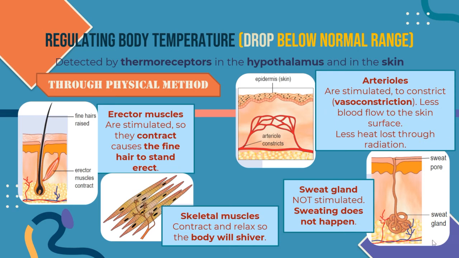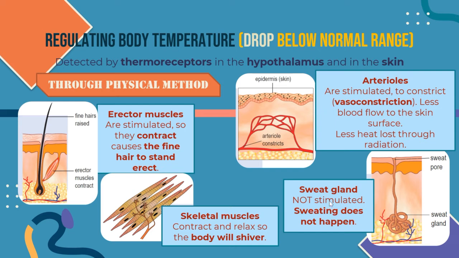Vasoconstriction refers to the narrowing of the arterioles. Narrowing of the arterioles will cause less blood flow to the skin surface, and also less heat loss through radiation.